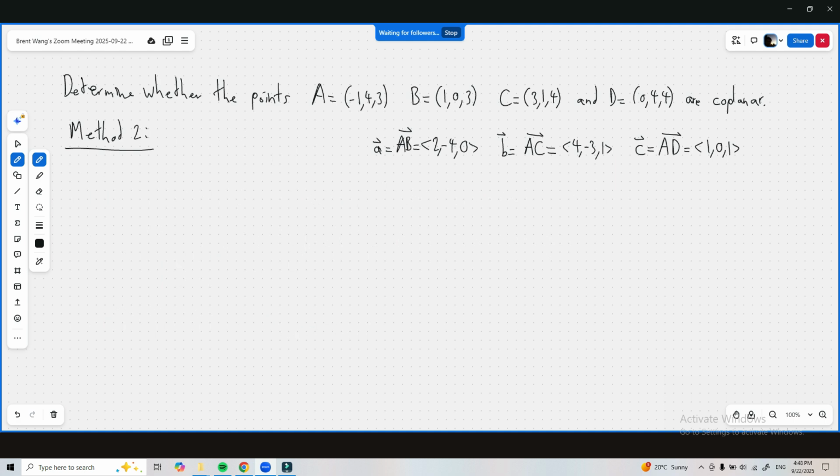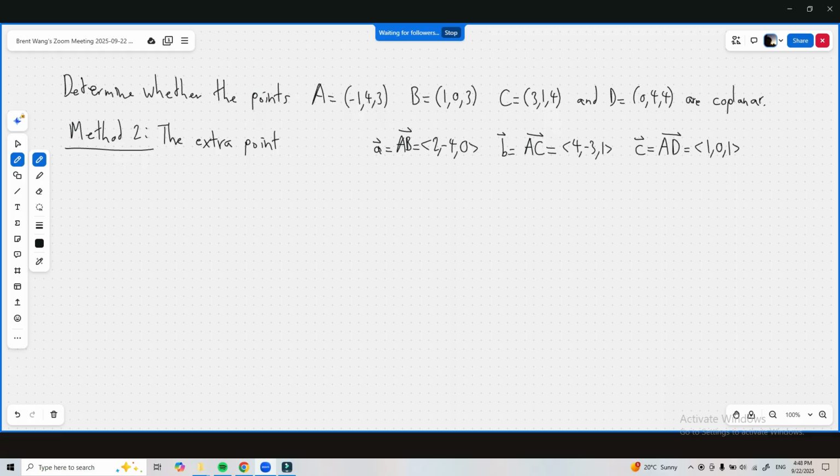The second method you can use is called considering the extra point. If you know 3 points that are on the same plane or 2 vectors that are on the same plane, then you can find the equation of the plane. And then we can consider the fourth point. We can plug that fourth point into the equation of the plane to see if it's coplanar.